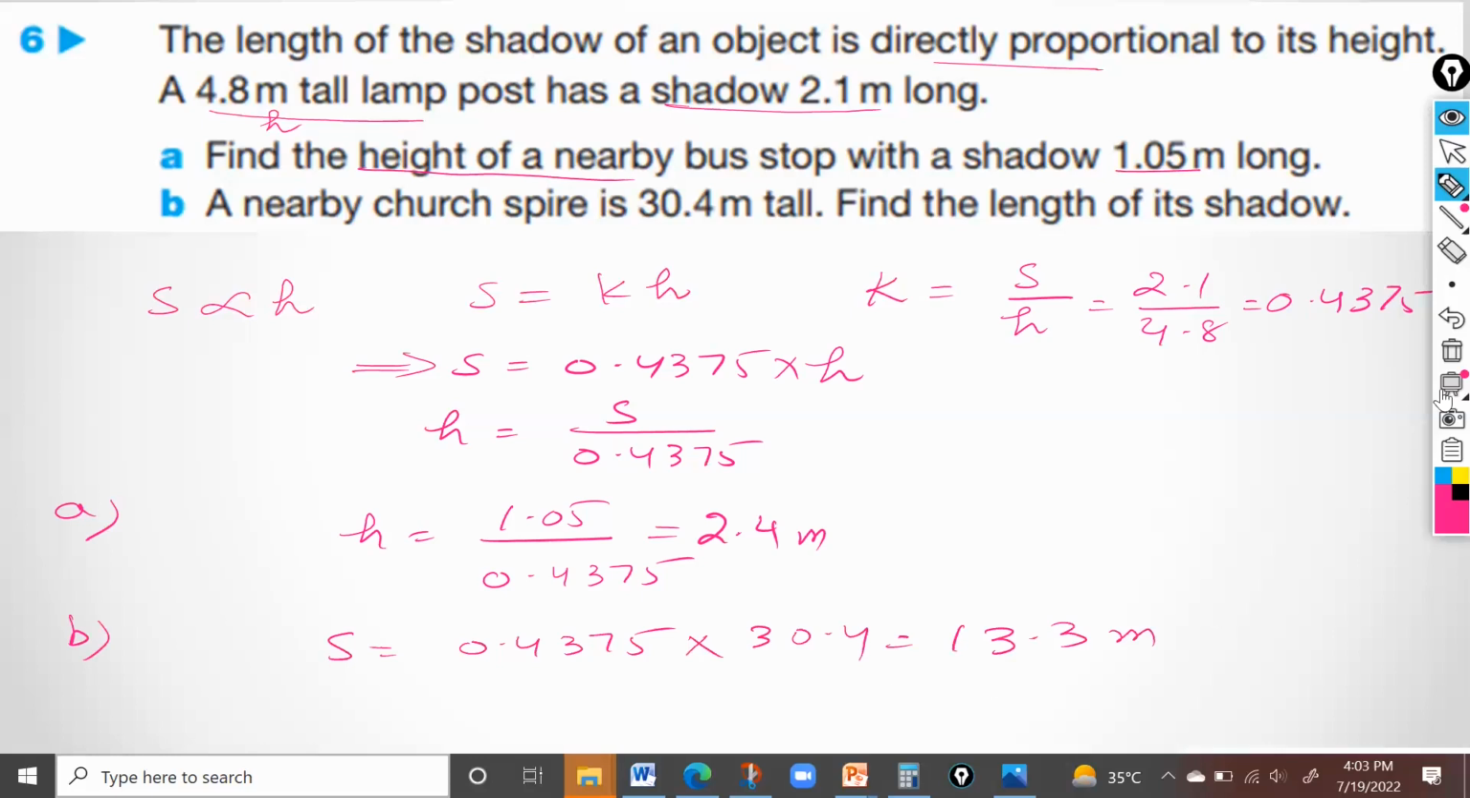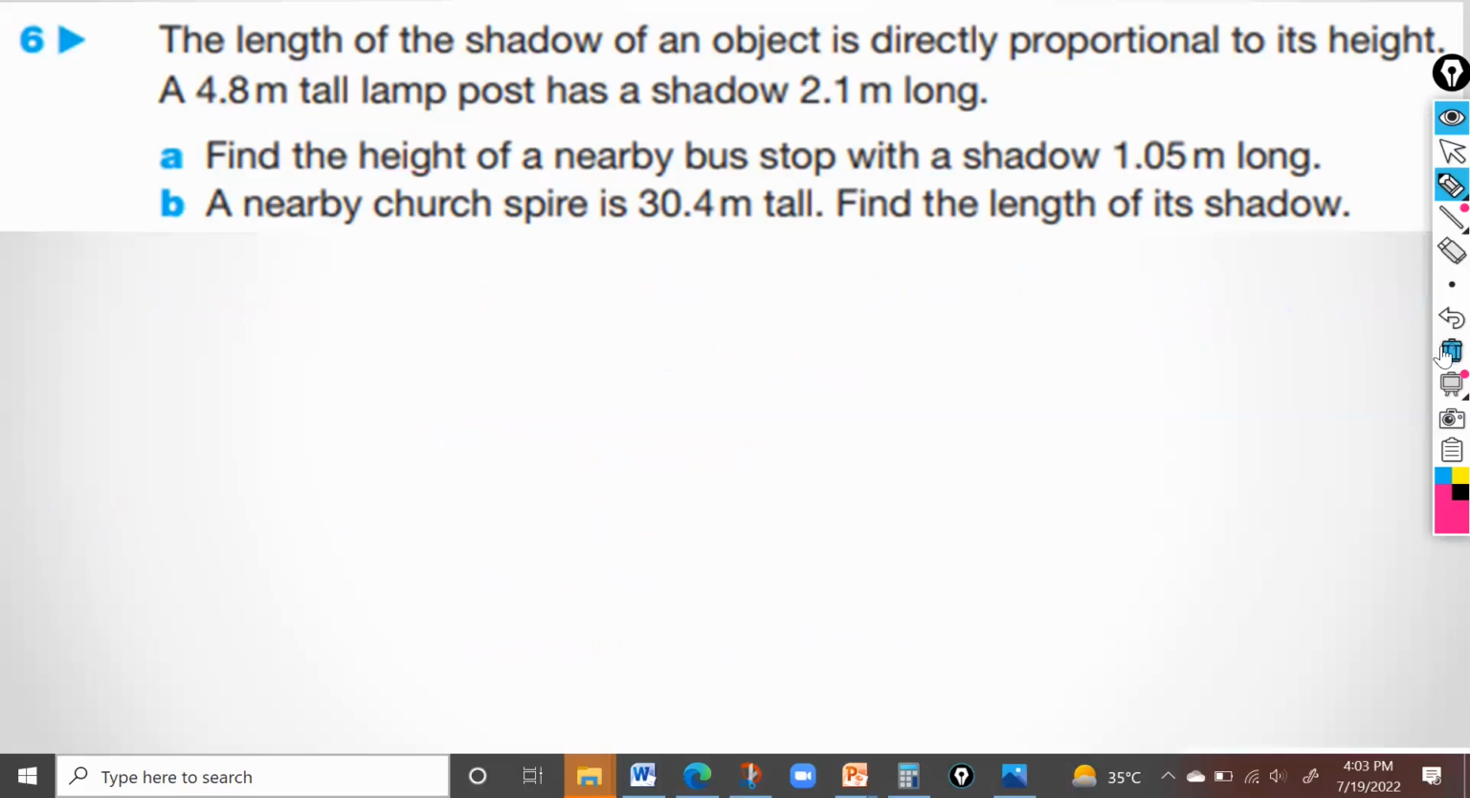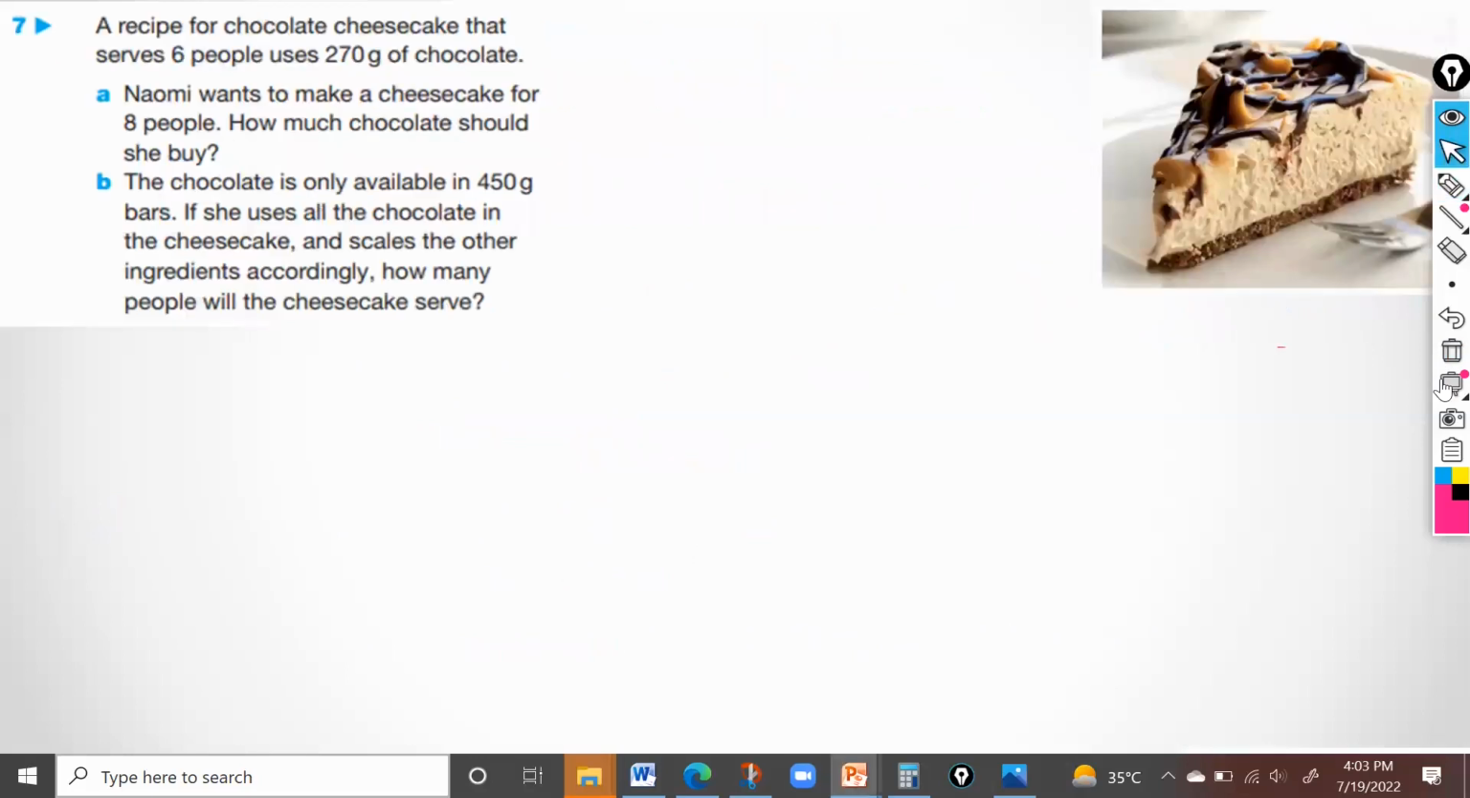Okay. So now we go to the next question. That one is question number 7. Now, a recipe for a chocolate cheesecake that serves 6 people uses 270 grams of chocolate. Naomi wants to make a cheesecake for 8 people. How much chocolate should she buy?